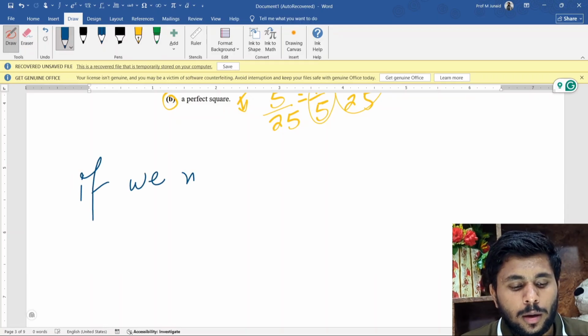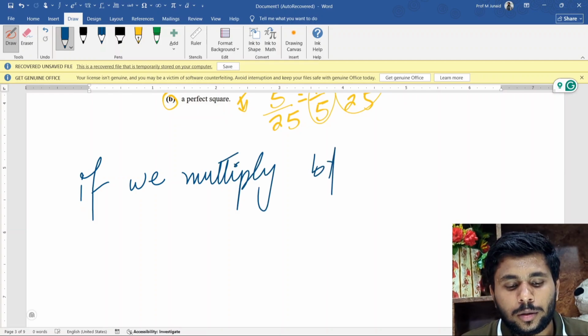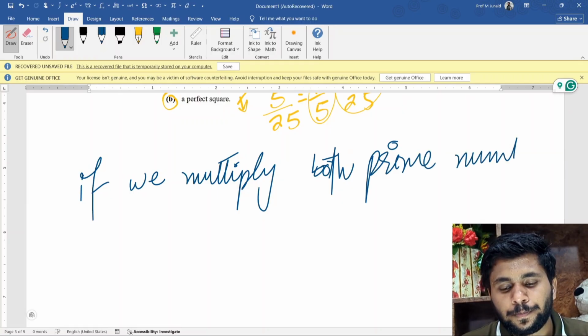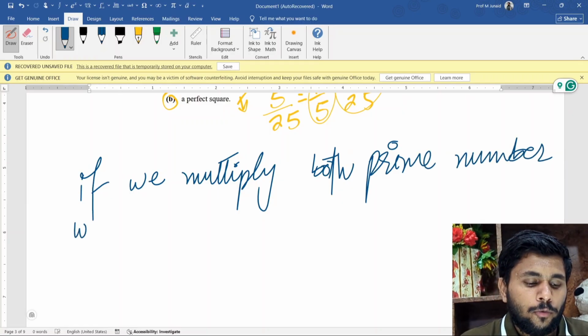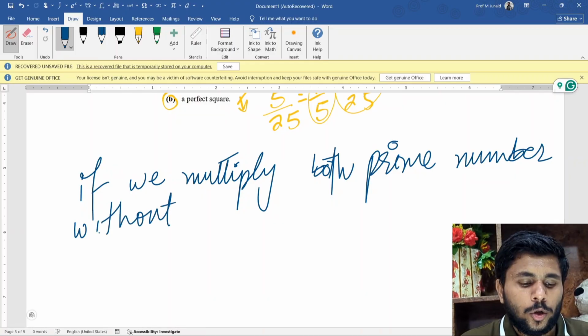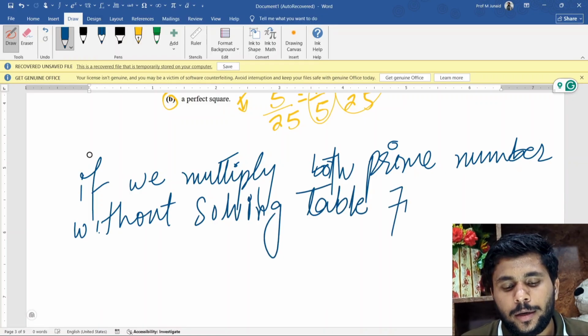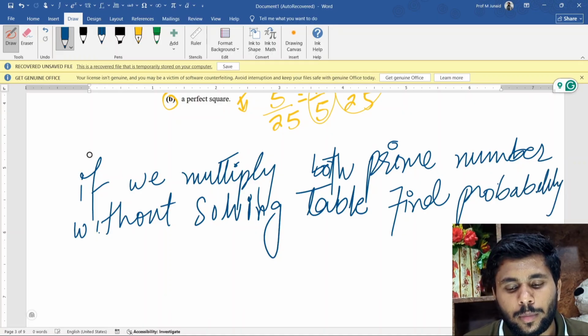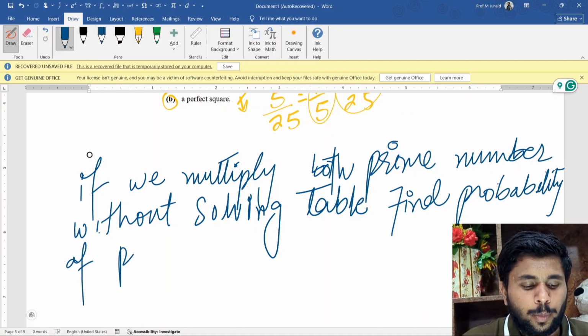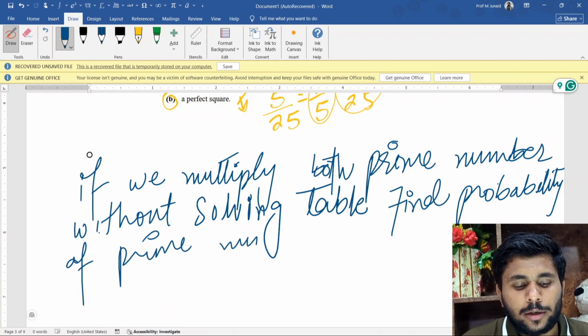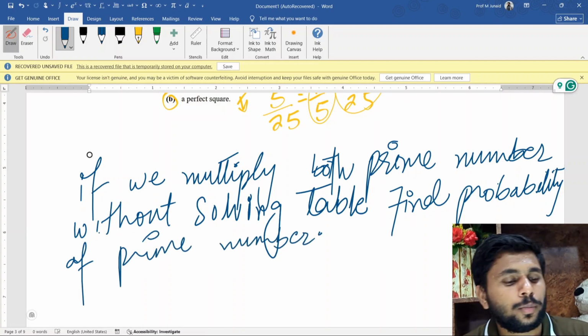Now one more question which is quite important after this: what if we multiply both prime numbers, without solving the table, find the probability of prime numbers. Here is our question, and it is quite important from the paper point of view.